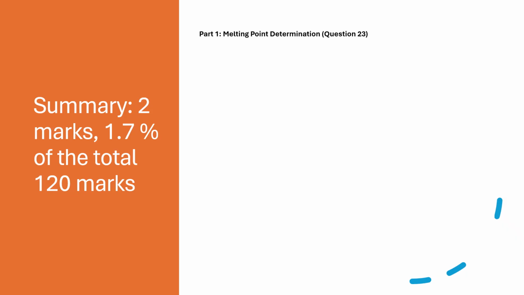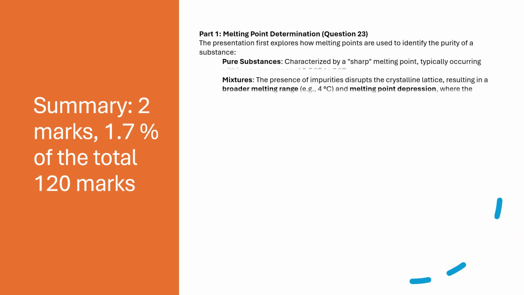Part 1. Melting Point Determination. Question 23. The presentation first explores how melting points are used to identify the purity of a substance. Pure substances are characterized by a sharp melting point, typically occurring within a narrow range of 0.5 degrees Celsius to 2 degrees Celsius. Mixtures: the presence of impurities disrupts the crystalline lattice, resulting in a broader melting range, e.g., 4 degrees Celsius, and melting point depression, where the substance melts at a lower temperature than its literature value.